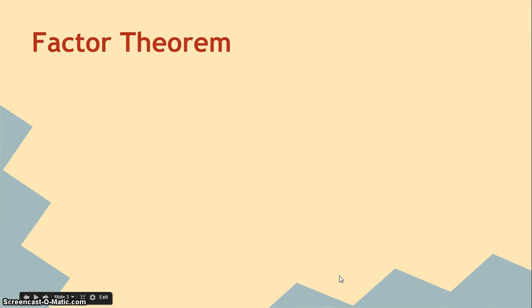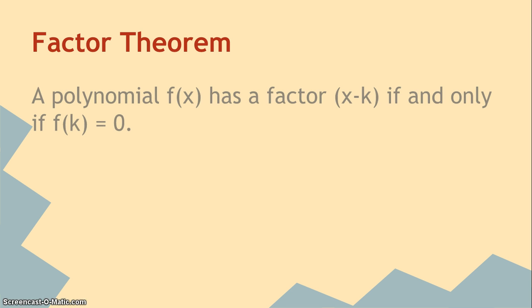All right, video 3, part 3 for this section, factor theorem. This is what the factor theorem says. I'm going to show you what you're going to do with it. It basically says a polynomial f of x has a factor x minus k if and only if f of k equals 0. So what does that mean?